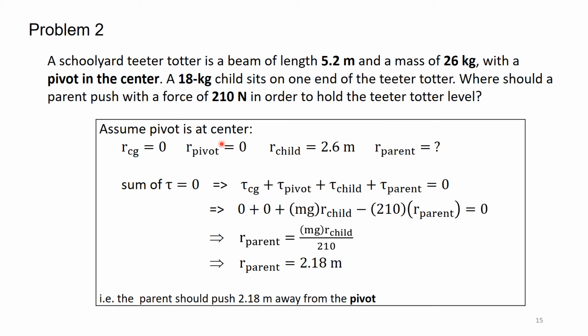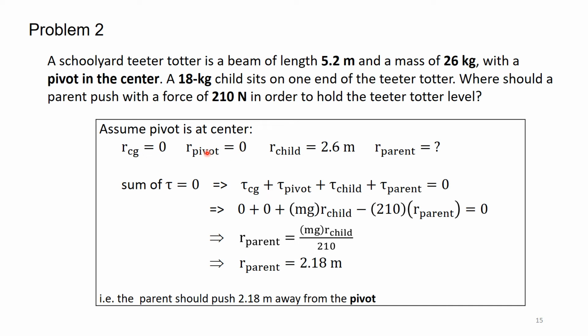So you can draw a picture for this, and when you have drawn the picture, you can construct a torque table. So this is what you'll end up with, that you can choose the pivot at the center, okay? And the center of mass of the teeter-totter must be at the center as well, because it's uniform. So the R value of the center of mass must be 0 because it's the same as the pivot.